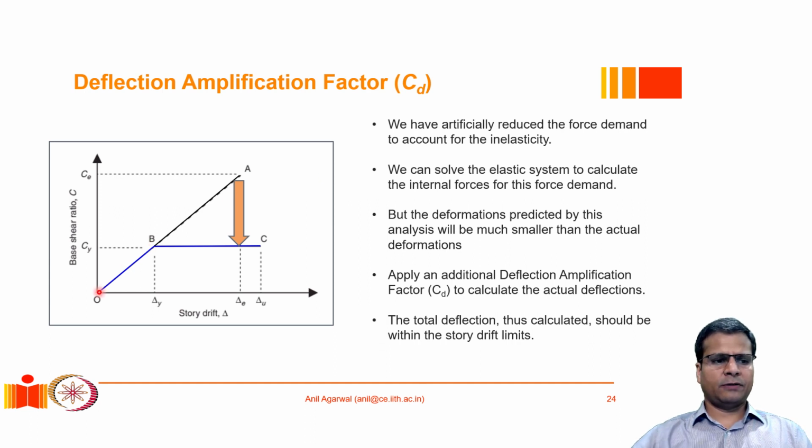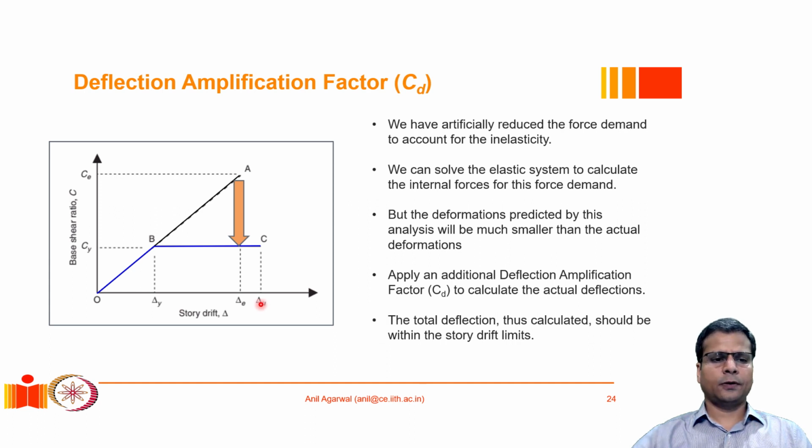So as we have discussed, for the linear system, if the system were to behave linearly and the full load was applied on the system, the actual response would have been up to this point A, and the corresponding force demand would have been CE, and the corresponding displacement demand would have been delta E. However, a linear elastic plastic system behaves in such a way, and we find that the maximum force demand is only Cy and maximum displacement demand could be delta U.